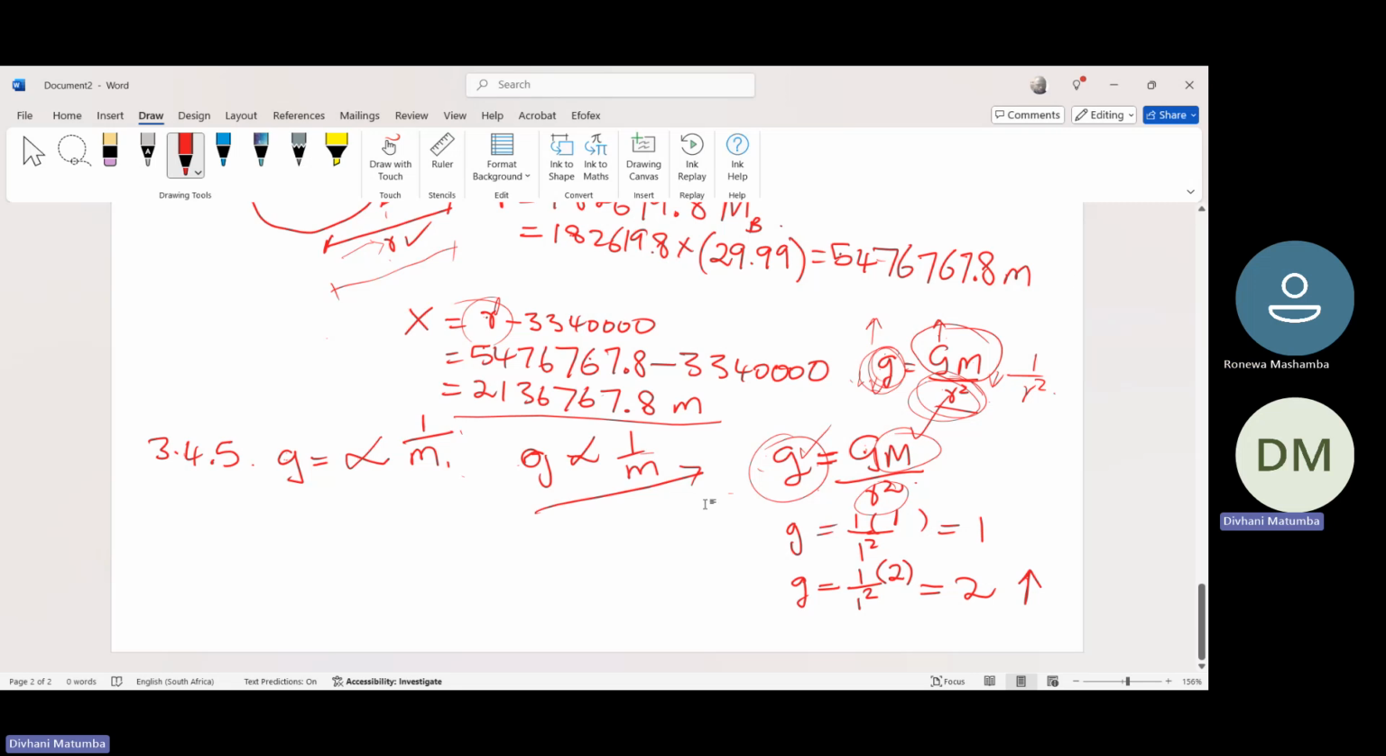Let us try to answer the question. Let me erase everything which is irrelevant. I was trying to show you how it is. This is wrong. G is directly proportional to M. So if M increases, then your G will increase. That's correct. That's perfect. Okay.